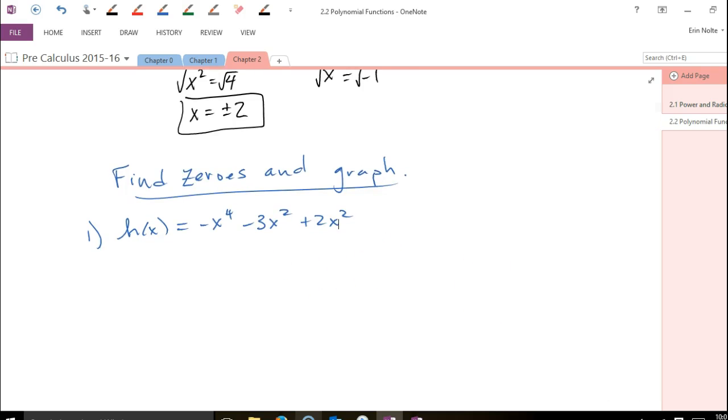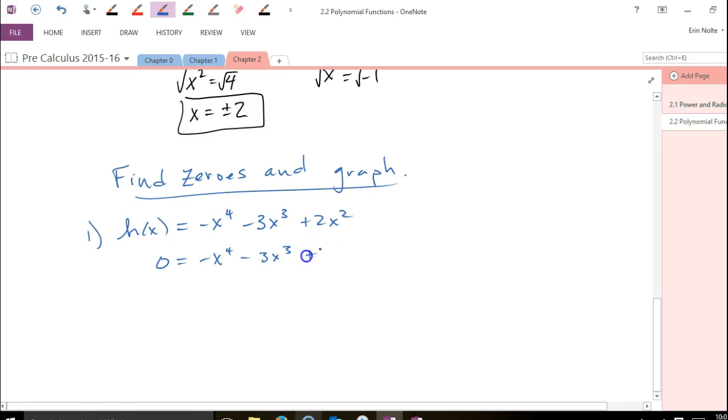Okay, so the first thing I'm going to do is just find the zeros. Okay, so what do I do with the function? Oh, sorry, I wrote that down wrong. 3. Thank you for catching my mistake. There we go. Okay, so how do I find zeros? Set it equal to 0.